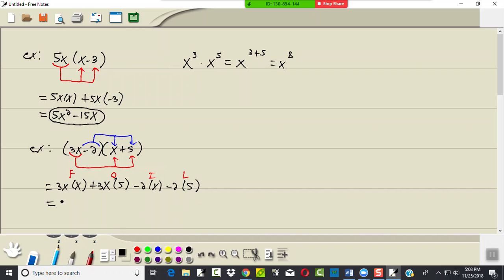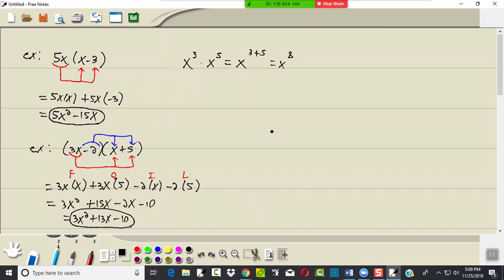Okay, 3x times x is 3x squared. 3x times 5 is 15x. Minus 2x. Negative 2 times 5 is negative 10. No matter where you are in math, you always combine together like terms. 15x minus 2x is 13x. Minus 10. And that would be our answer.